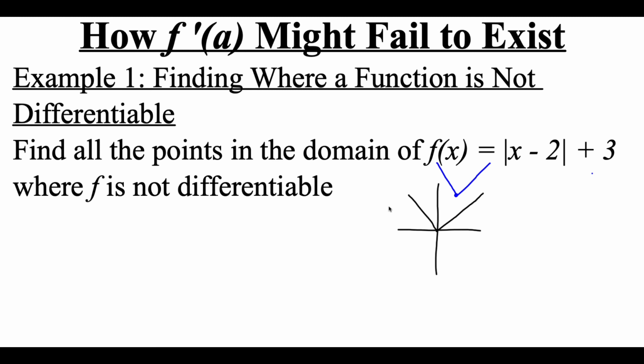So if we're trying to find any x values where this would not be differentiable, there's a corner on this absolute value graph happening at the x value of 2. This function is differentiable at every other x value, but not at 2 because of that corner happening there.